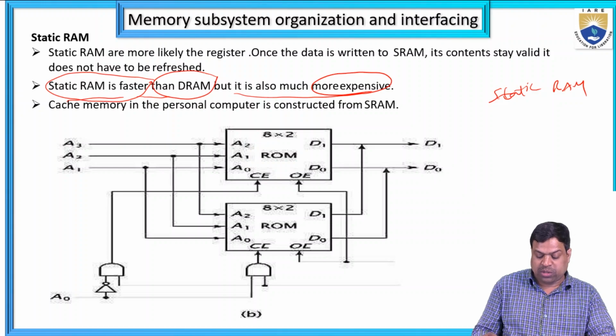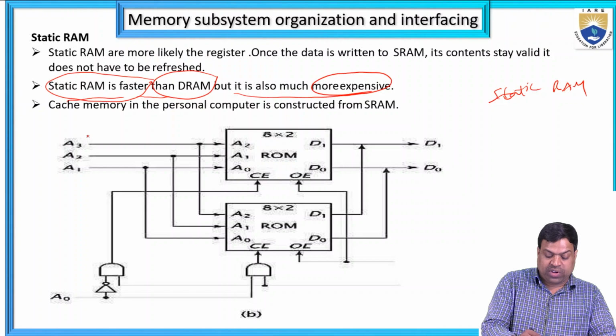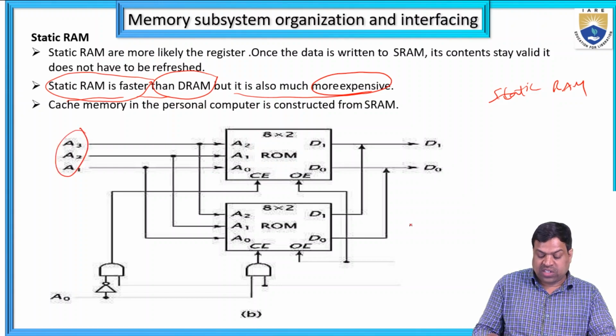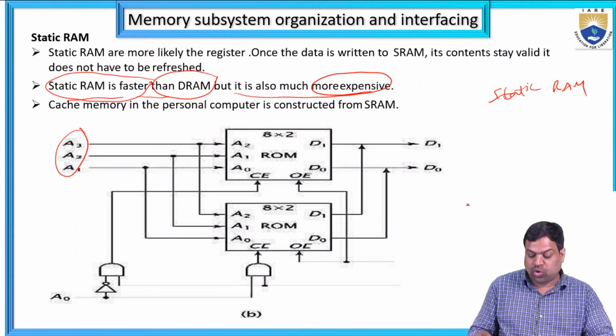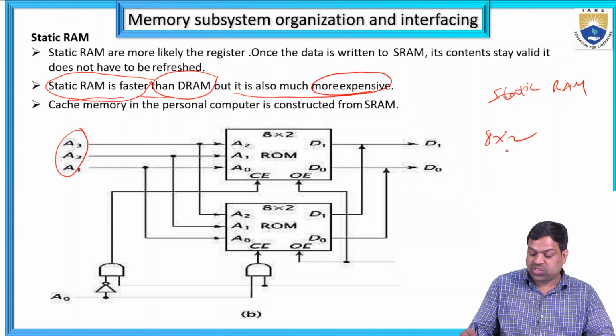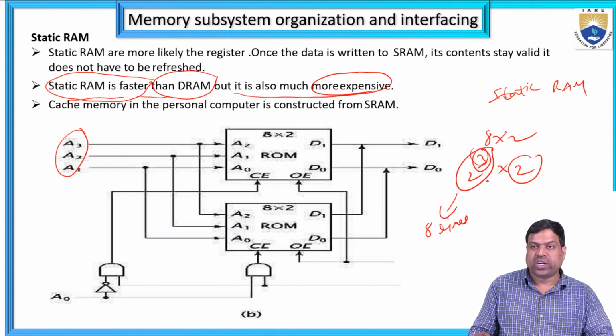So this is a block diagram of ROM. It is a construction of ROM. Here A1, A2, A3 are the address lines connected to the ROM. It is 8 into 2. So 8 into 2 means 3 input lines and 2 output lines, since 2 cube equals 8. The 2 output lines are the data lines.